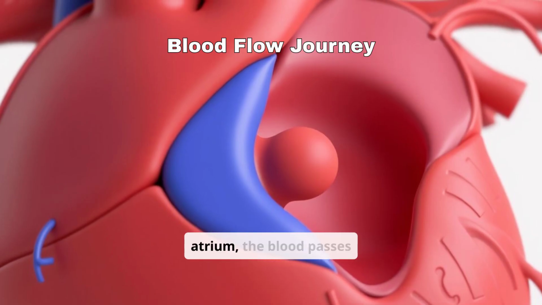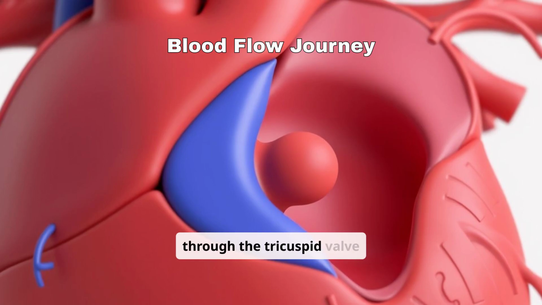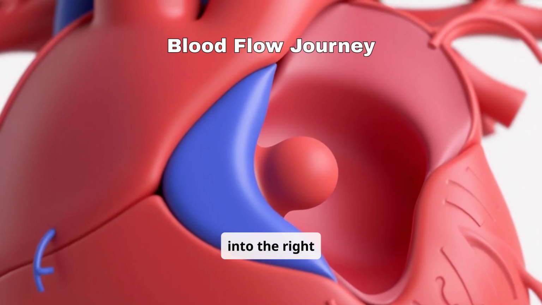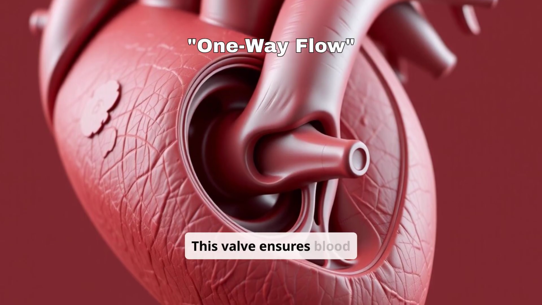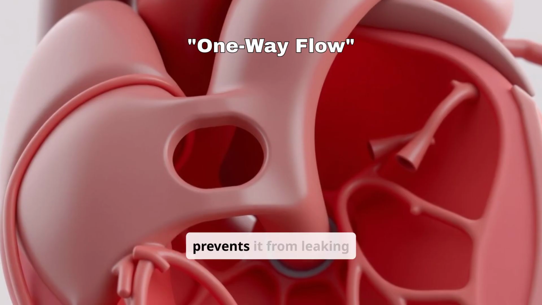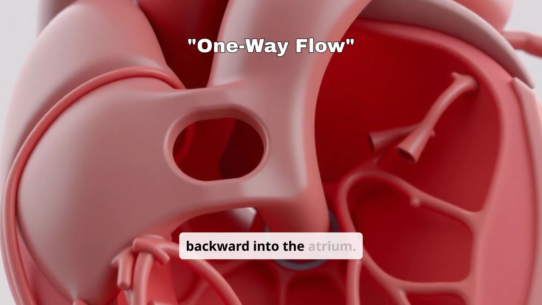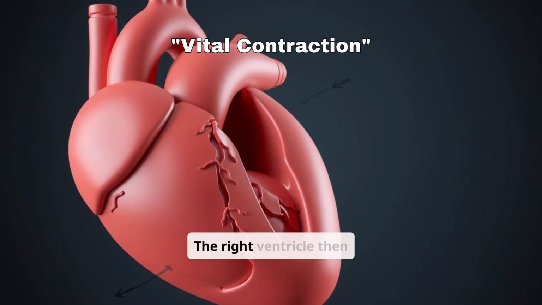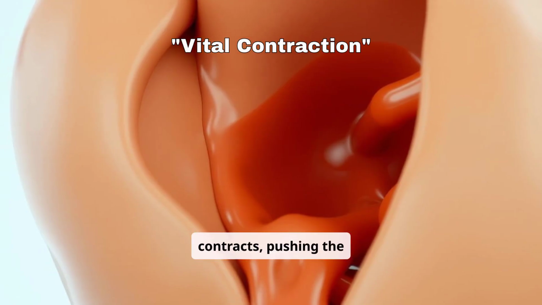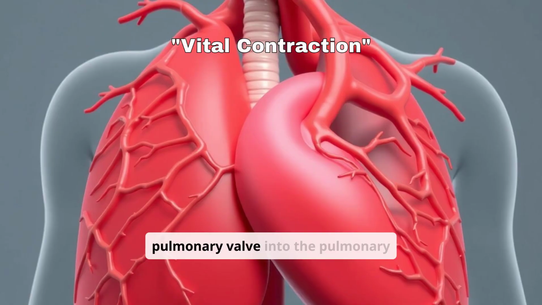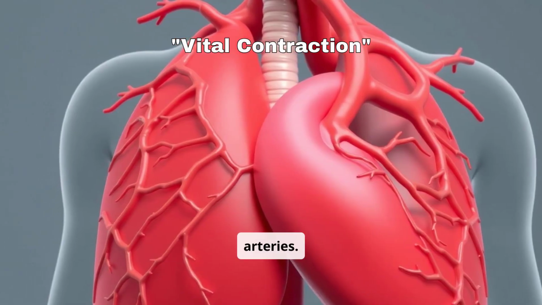Once in the right atrium, the blood passes through the tricuspid valve into the right ventricle. This valve ensures blood flows in only one direction and prevents it from leaking backward into the atrium. The right ventricle then contracts, pushing the deoxygenated blood through the pulmonary valve into the pulmonary arteries.